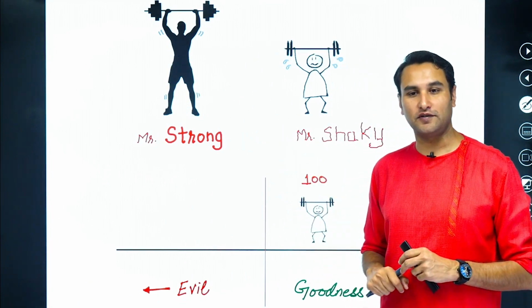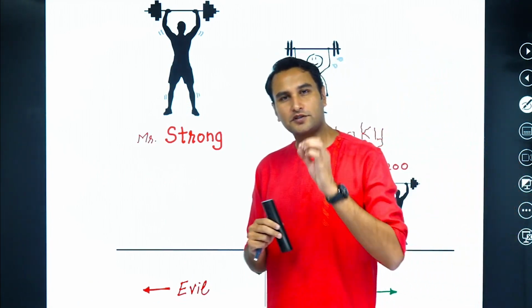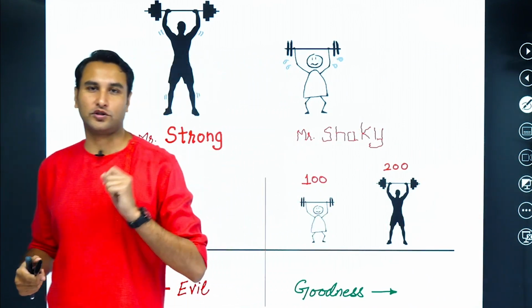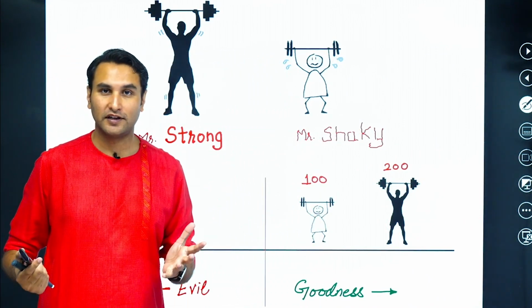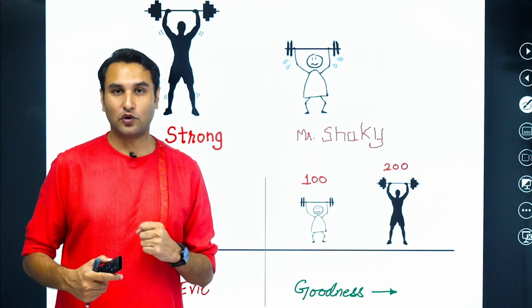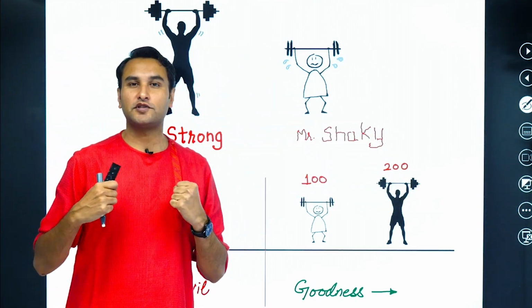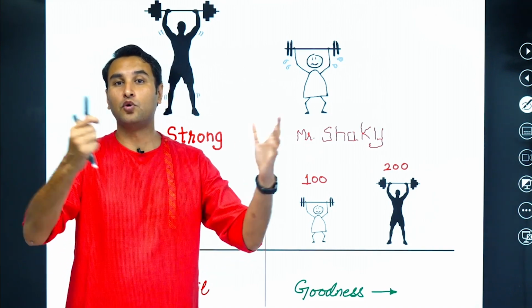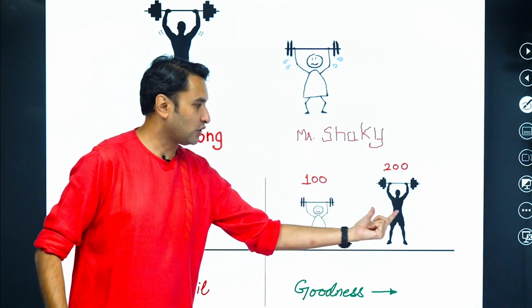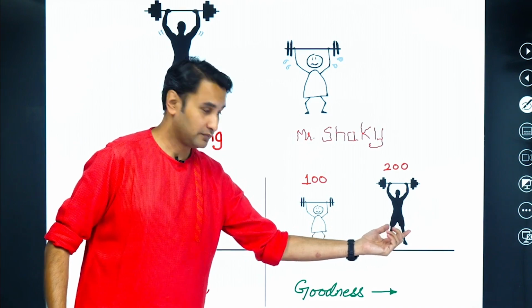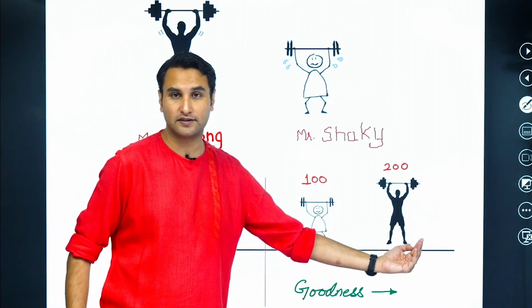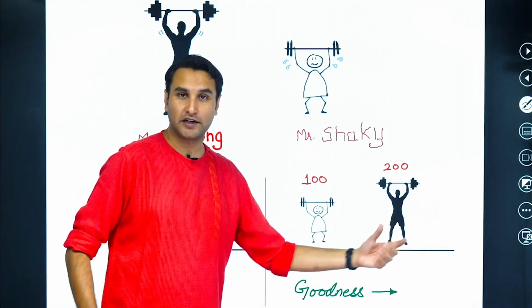Strong and Mr. Shaky once again. You know what? Mr. Strong and Mr. Shaky are both good people. They help people. So since Mr. Strong is stronger, Mr. Strong is able to help more number of people with his strength. So actually Mr. Strong on the scale of goodness is much better, right?